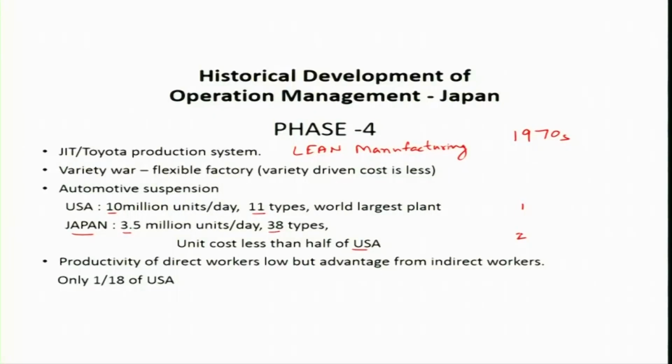There are two things which are important here to be noticed. One is direct workers and indirect workers. Japanese plants use indirect workers only 1 as compared to 18 indirect workers used by the US plants. Indirect workers are those who are not directly involved in the production, they are not directly adding value to the production.